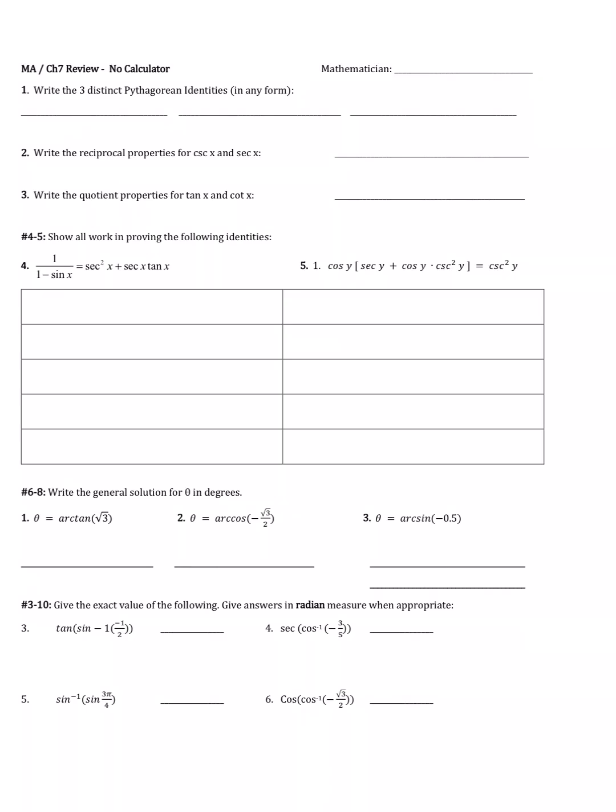Hello, math analysis. Here is your key to the Chapter 7 review. So first, write the three Pythagorean identities.